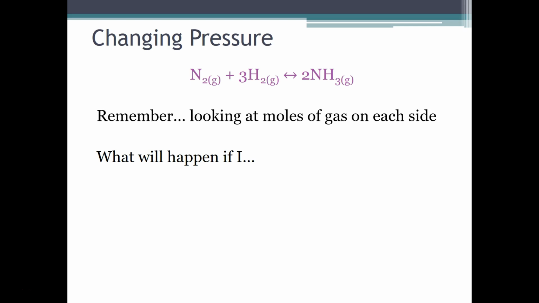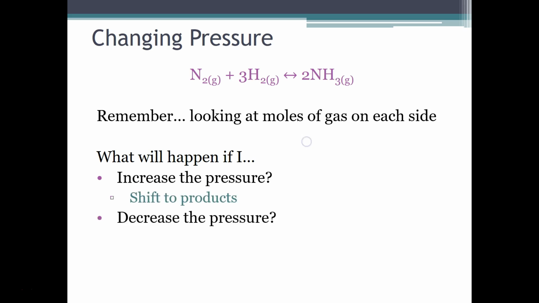All right, so I see that I have 4 moles of gas on the left side and 2 moles of gas on the right side. We're assuming that all of these gases are in the same vessel, so the partial pressure of hydrogen and nitrogen is greater than the partial pressure of ammonia. So if I increase the pressure, it's going to flow from high to low, from the side with more moles of gas to the side with fewer moles of gas, or toward the products. If I decrease the pressure, the exact opposite will happen, and it will shift toward reactants.